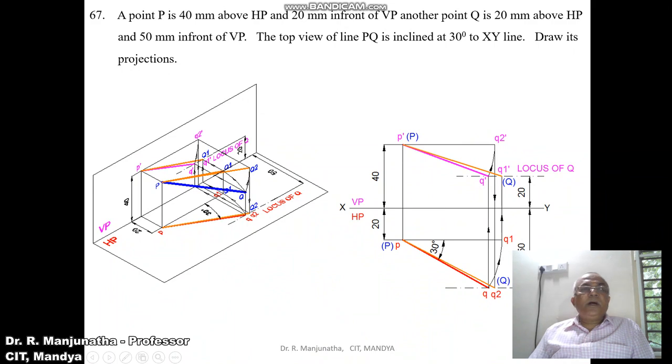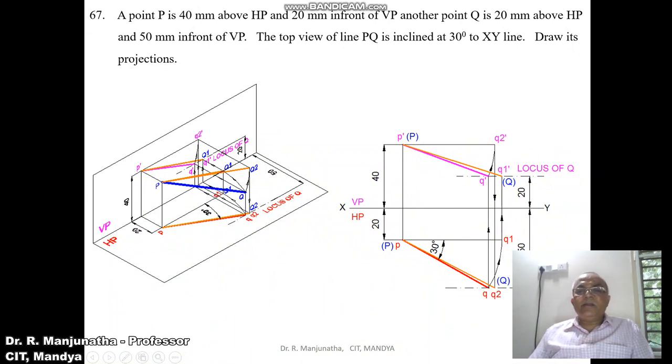Now the top view of the line PQ is inclined at 30 degrees to the XY line. So from here, you draw a line inclined at 30 degrees to the XY line, that is the top view. It will cut the locus of Q in the top view here. So you are going to get PQ. So this is the line which you are going to get. These are the things which have been given in the data.